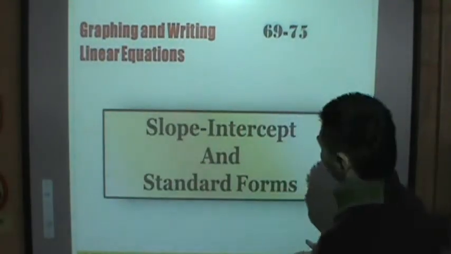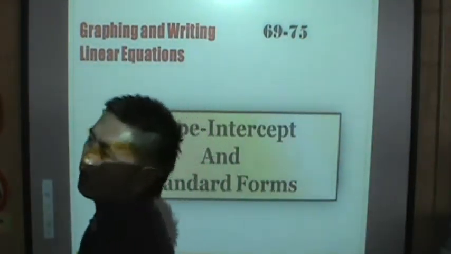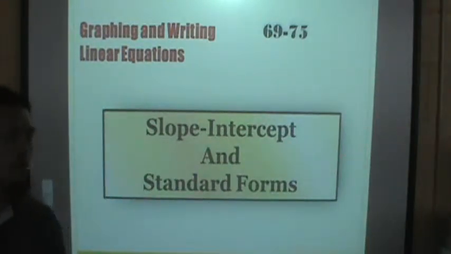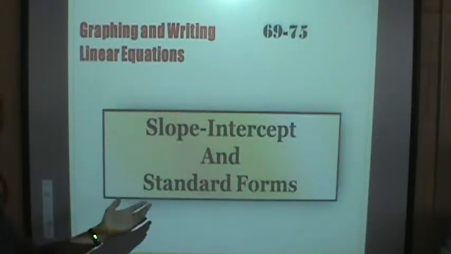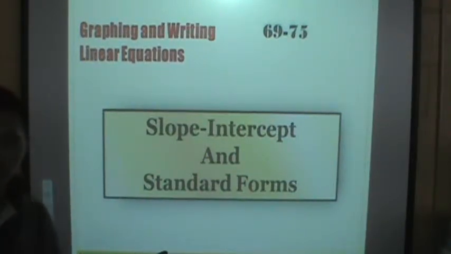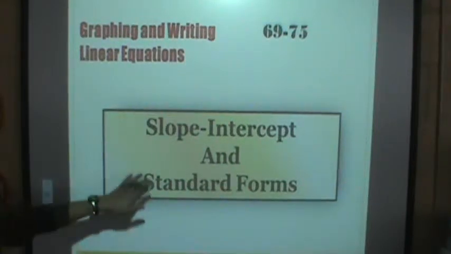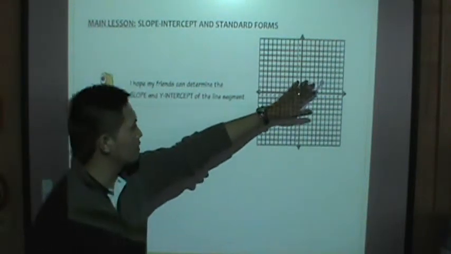Now, for the slope, intercept, and standard forms, what we need to master here is the skill of moving over, changing the sign, getting rid of the denominators, or changing a slope-intercept form, the y equals mx plus b form, to ax plus or minus by equals c. But before we talk about those, let's go ahead and find the y-intercept of this segment.